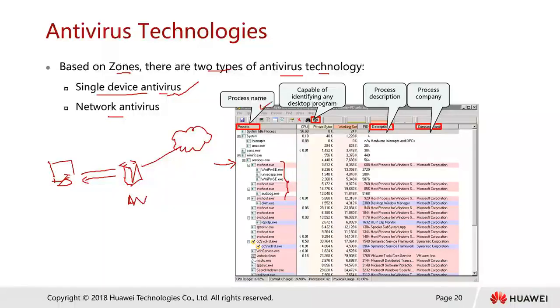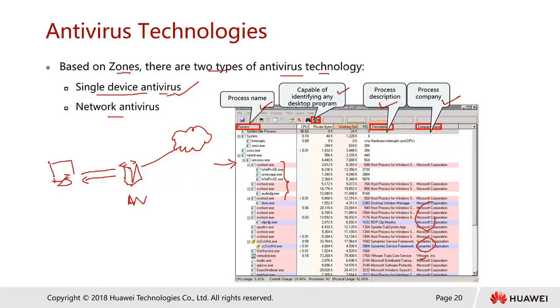It tells you about the process name, and it is also capable of identifying any desktop program. You can click the button here. And also there's a process description, and also which company built this software. So here we have some examples, a bunch of Microsoft processes, and some of them are, for example, Symantec, or maybe some VMware running here.